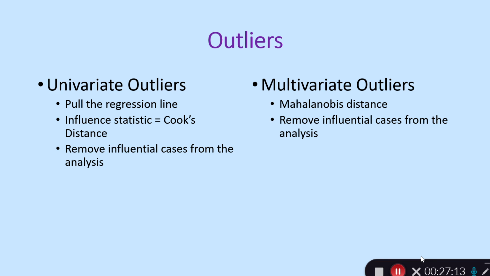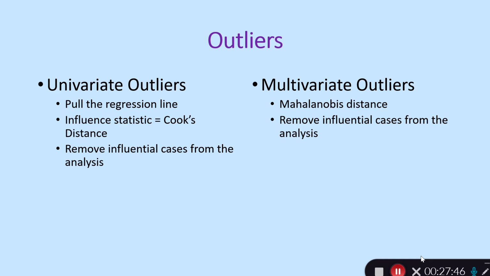Multivariate outliers are a little bit more complex, but it's the same sort of thing. We can use a statistic known as the Mahalanobis distance, and it works in a similar way to Cook's distance. It identifies certain thresholds for what is and isn't an outlier, and then we look to see if we've got any scores that are more extreme than that threshold, and we can remove them from the analysis.